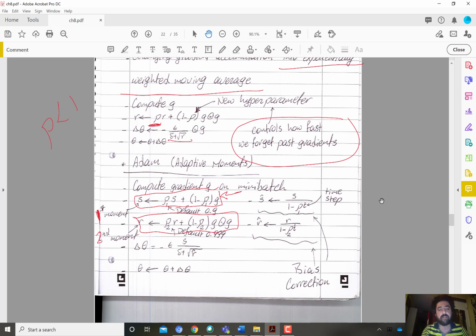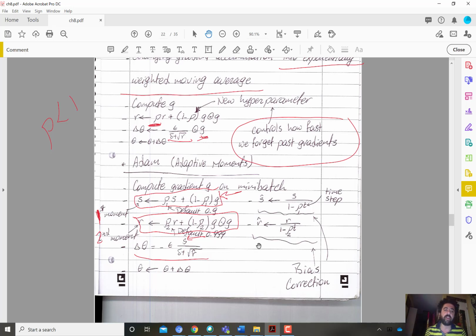And then we update, so the delta theta becomes minus epsilon, the learning rate, times S hat, which is the new prediction of the gradient, right? So here, instead of the gradient, I have this S hat divided by square root R hat, right? Which corresponds to square root R. In fact, S hat and R hat are slightly different than S and R because they include what's called bias correction. And the proof for this is in the paper that introduced Adam, but we can discuss a little bit of the intuition behind it.